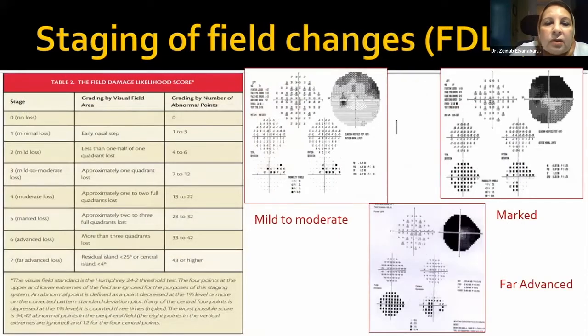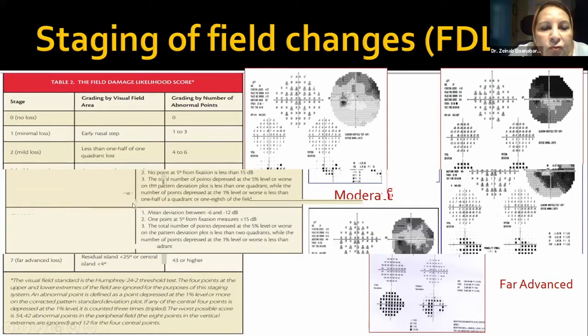Or the other type of staging is the field damage score, which depends on the first detection of the nasal step, and then the number of quadrants affected, whether it is 1, 2, or 3, or the advanced having a small central island of vision, as we see here: mild to moderate, or marked, or far advanced.